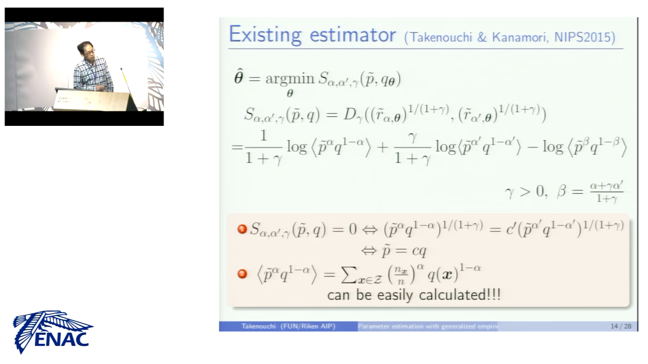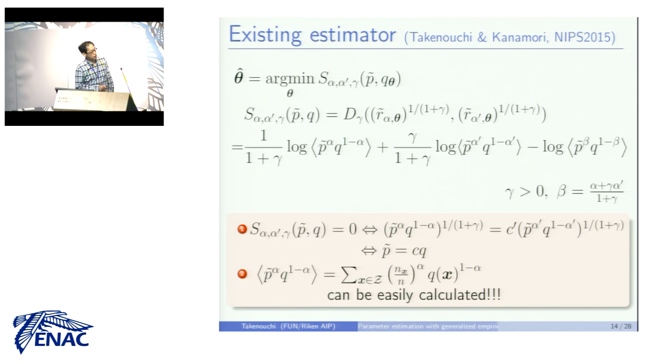So this is an existing estimator proposed by me and Kanamori. This appeared in NIPS 2015. This estimator is defined by the minimization of this score function. This score function is a homogeneous divergence between two kinds of empirical distribution model. And this score function is written like this.